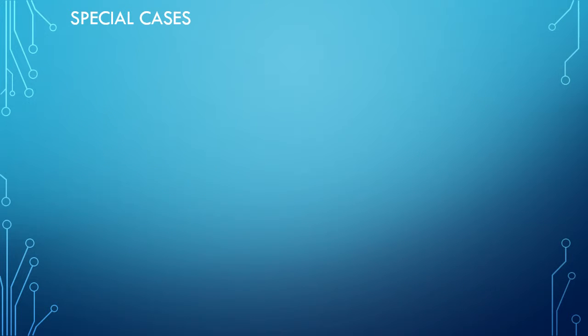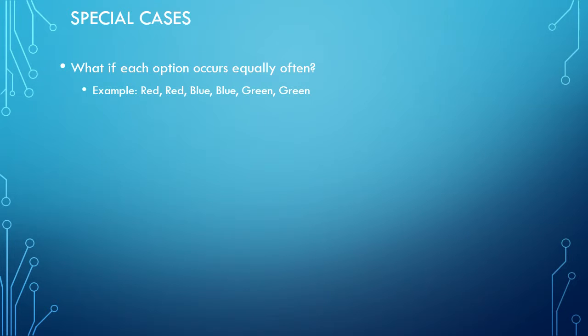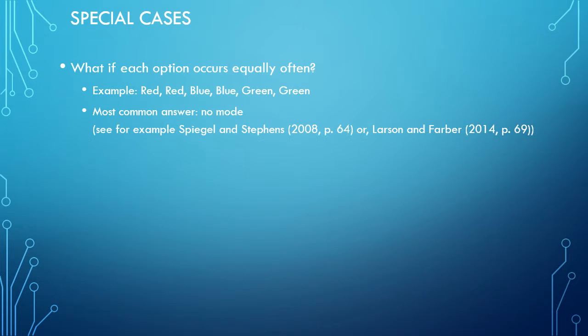There are actually 2 special situations. The first one is, what if each option actually occurs equally often? So for example, we are given red, red, blue, blue, and green, green. Now, red, blue, and green all occur twice. Then the most common answer would be to say that there is no mode. There are a few exceptions. Some will actually then say that all of them will be the mode, but most will actually say that there is no mode because none of the scores actually has a frequency higher than any of the others.